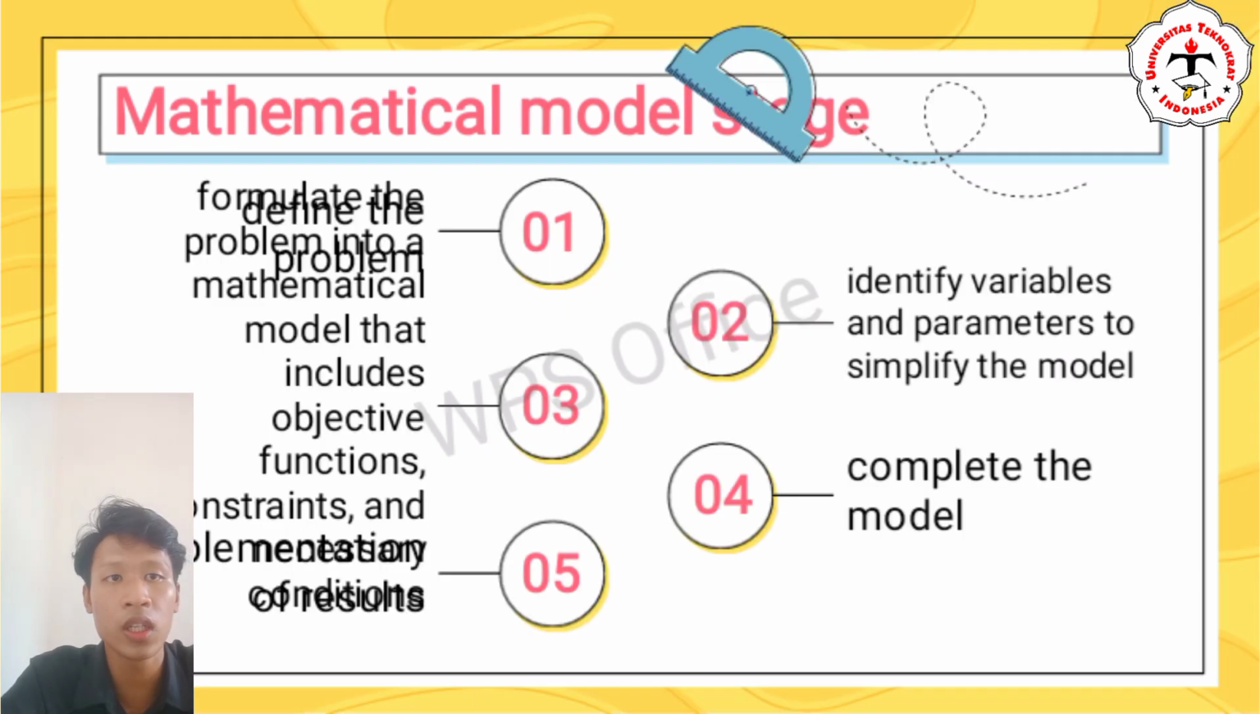Mathematical model stages. 1. Define the problem. Second is identify variable and parameter to simplify the model. Third, formulate the problem into a mathematical model that includes the objective. 4. Complete the model. 5 is implementation of result.